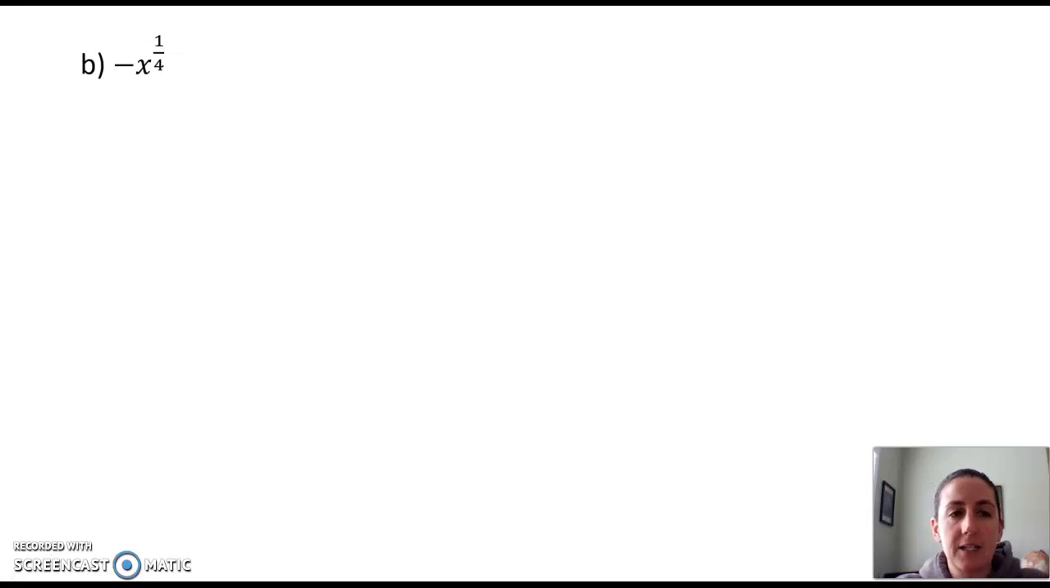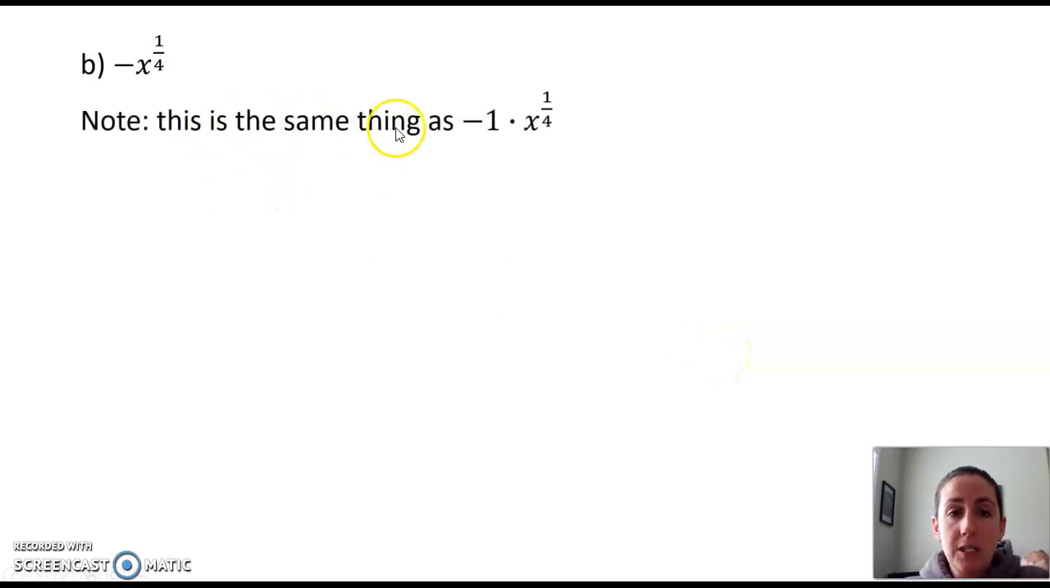Let's look at negative x to the 1/4. Now, exponents come before multiplication in the order of operations. When you make something negative, you're really multiplying by -1. So this is the same thing as -1 times x to the 1/4. So only the x is being raised to the 1/4 power, and then it's being multiplied by -1. So this is going to be my exponent, this is going to be my root, and that's going to be the 4th root of x, and then this negative will just carry through and be multiplied in at the end. So that would be negative 4th root of x.